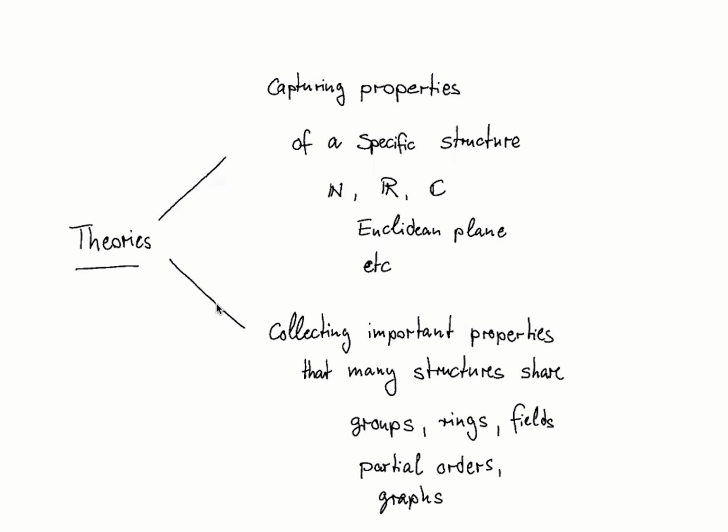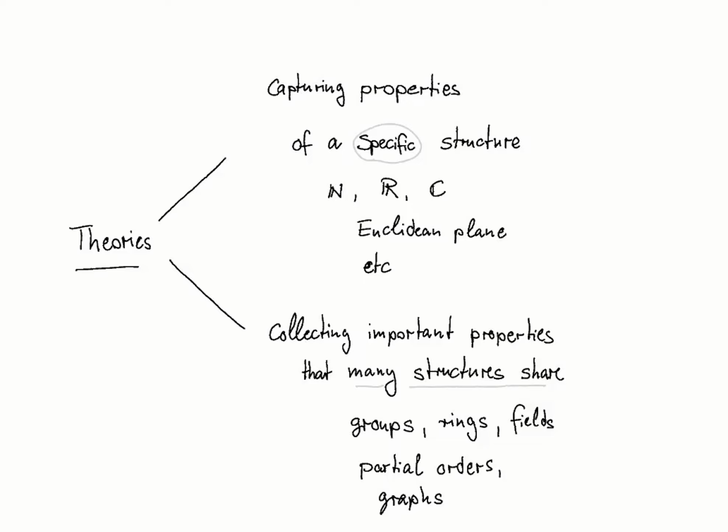We can coarsely divide mathematical theories into two kinds. One kind of theory is trying to capture properties of a specific structure, like N or R or the Euclidean plane, etc. So here we'd have a specific structure. Other theories, on the other hand, collect important properties that many structures share, like groups, rings, fields, partial orders, or graphs.